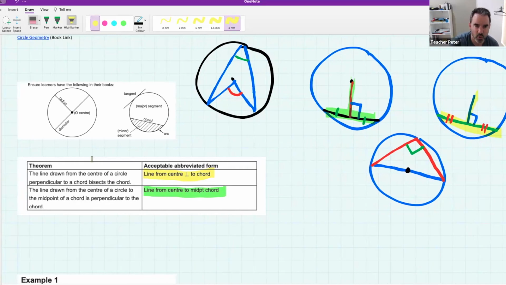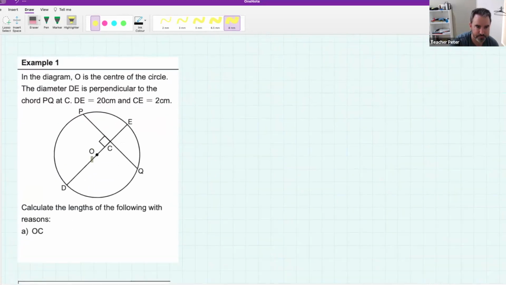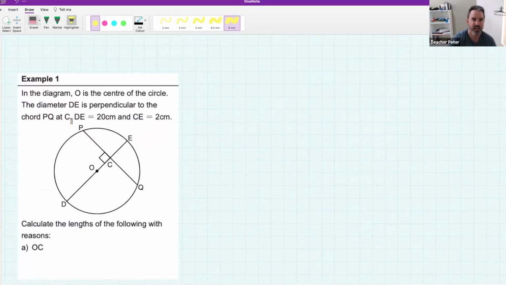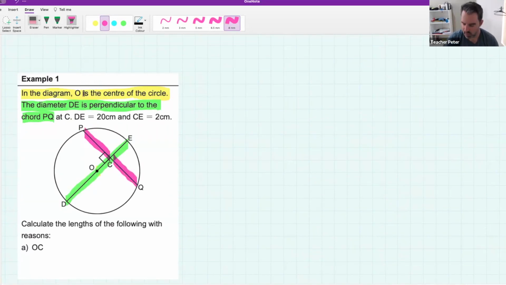Okay, let's see a question where these are used. So it says, in the diagram, O is the center of the circle. There is O. The diameter DE is perpendicular to the chord PQ. Give me a thumbs up if you followed that so far.